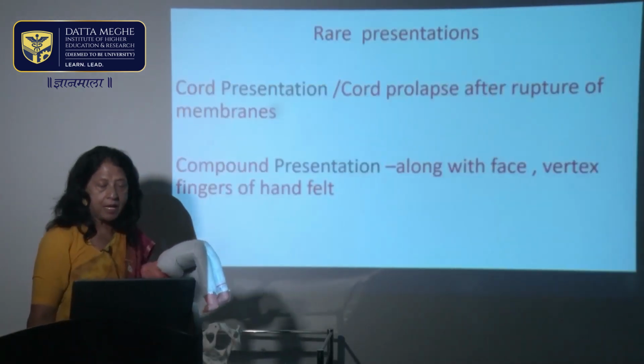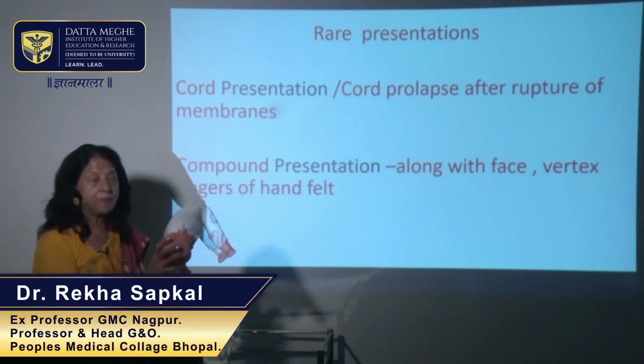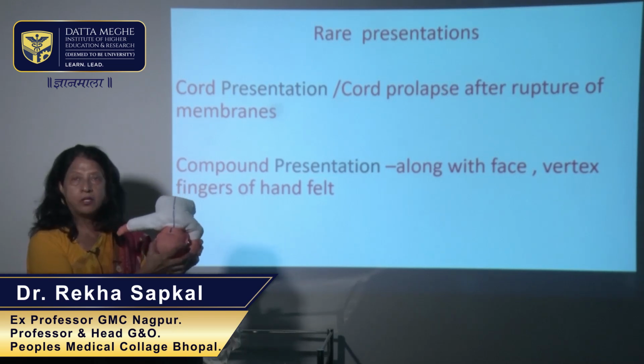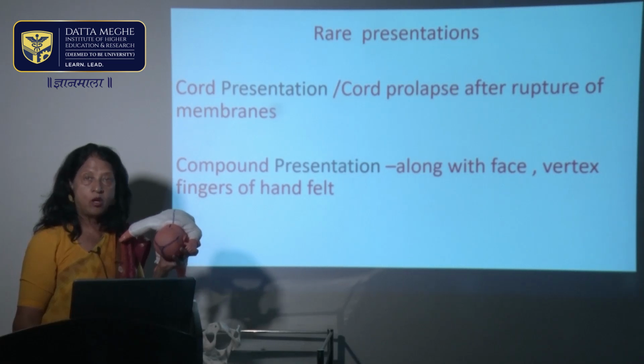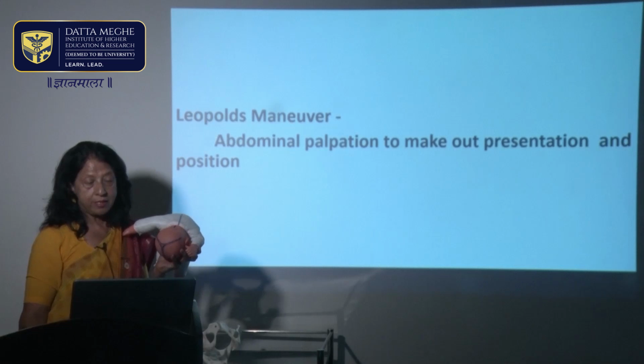Other rare ones are cord presentation, when I can make out the cord on PV. Compound presentation means that along with the head I can make out the fingers of the hand. So, that is compound presentation: two presenting parts are made out simultaneously on PV examination, in relation with the lower uterine segment.